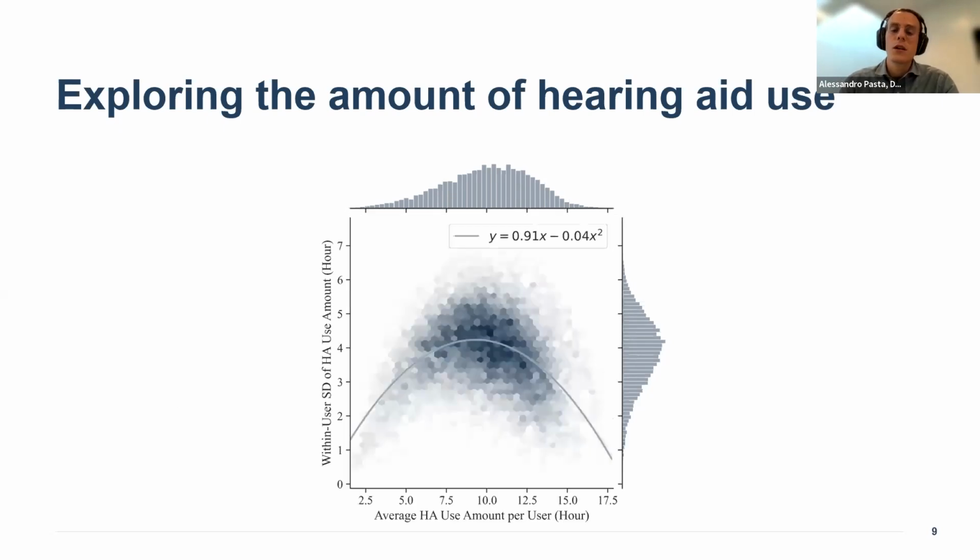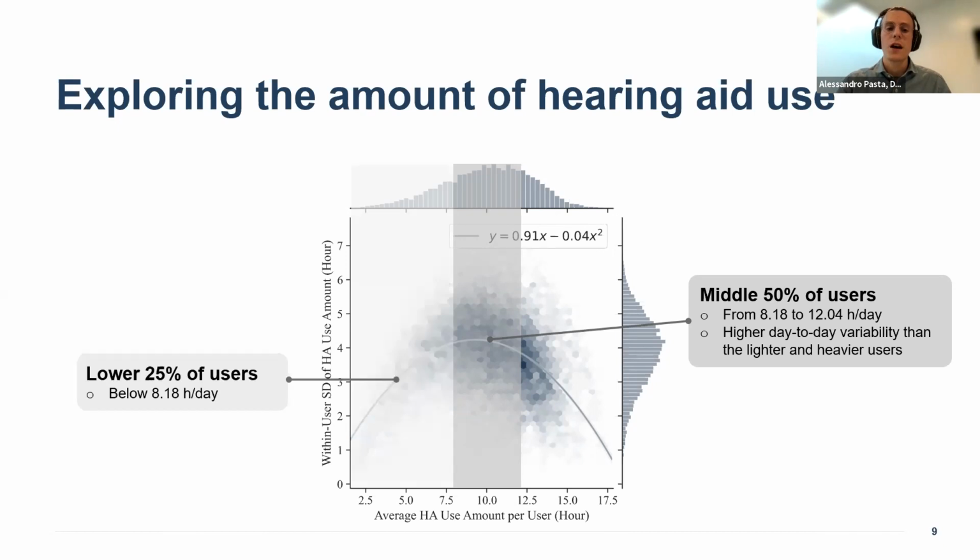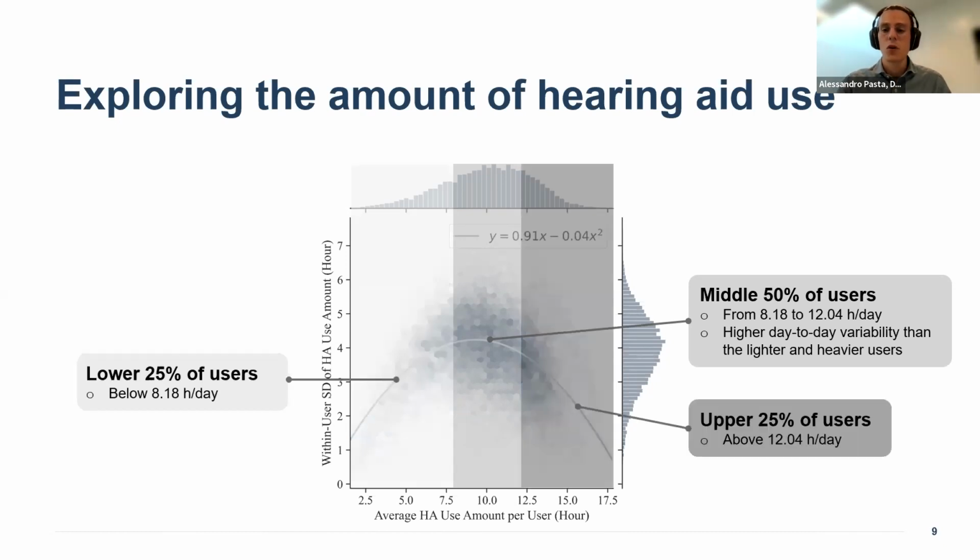And if we merge the two previous graphs, then we can see that the middle 50% of users tends to use the hearing aids from 8 to 12 hours per day. But there is a remaining 50% of users, which is using the hearing aids either less than 8 hours per day or more than 12 hours per day. And when looking at the within user standard deviation of these users, we can see that these light or heavy users tend to use the hearing aids more consistently than the middle 50% of users. So they have a lower day-to-day variability.